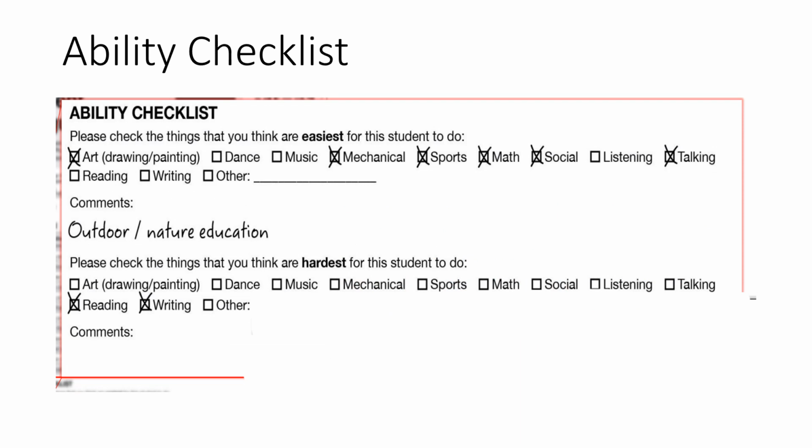After a teacher completes that rating scale, they're going to move down to completing the ability checklist. So this is a duplicated list with language and non-language skill areas from the rating scale. And teachers are asked to note things that they feel might be easiest for a student, and then to note things they feel might be hardest for a student. And then there's a spot for them to put any additional comments that they feel might be helpful.